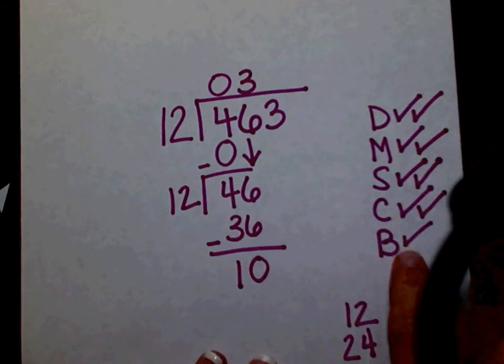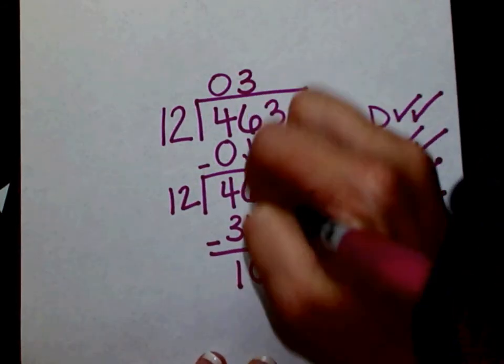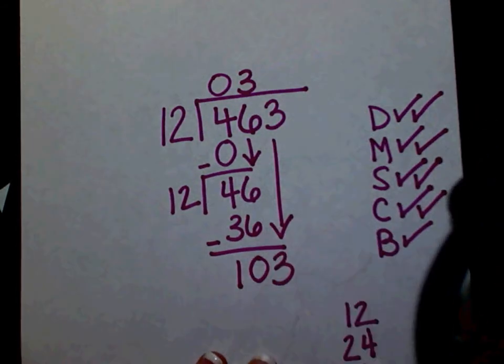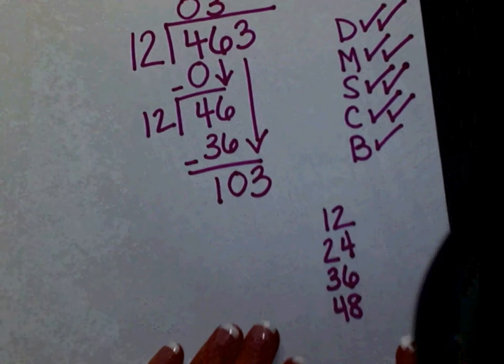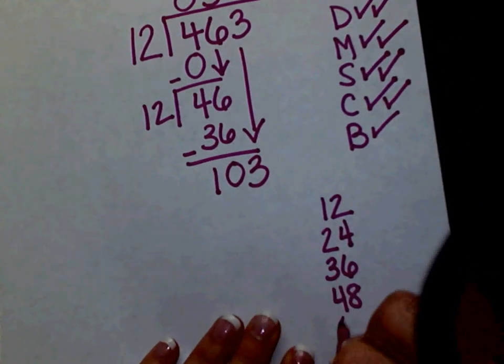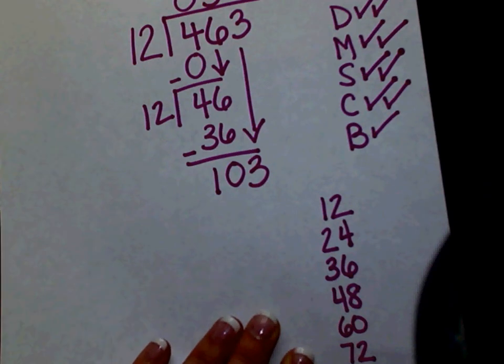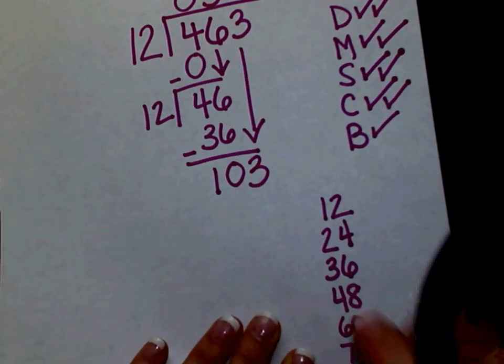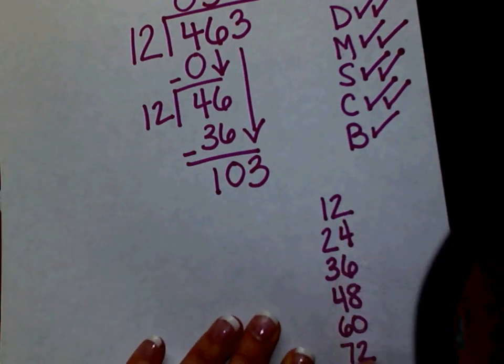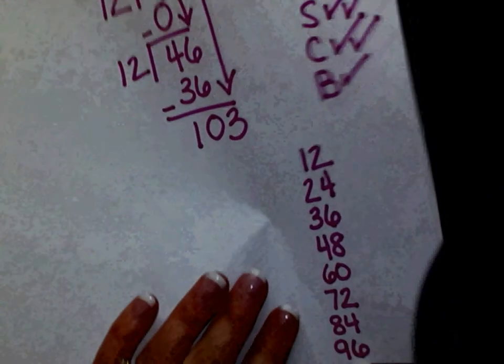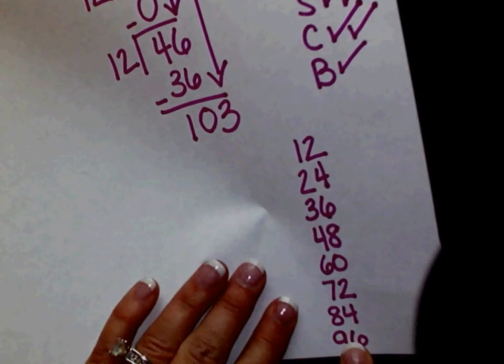Yes. Bring down, is there anything to bring down? Yes. A 3. Now we have 103. So let's continue our list. I was at 48. So then I can go to 60, 72, 84, 96, and then I go to 108. So I'm just going to stop at 96. That's 1, 2, 3, 4, 5, 6, 7, 8 times 12 is 96.